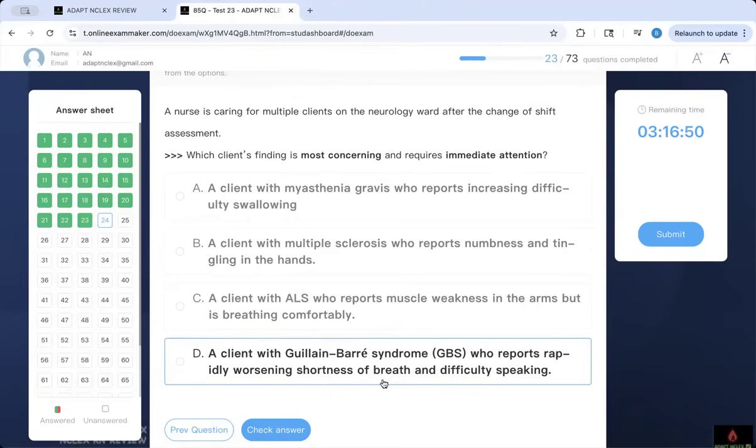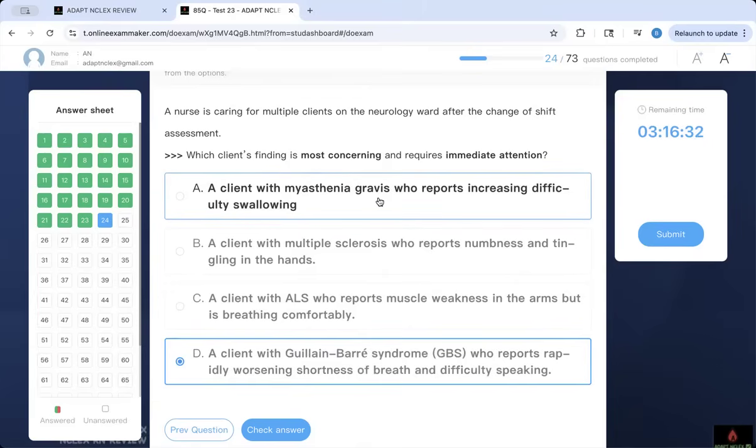Prioritization. You've got to be sharp. Who do you see first? Whose condition requires immediate intervention? You pick your answer. They are all neuro patients. I know you pick this one because he's a GBS. He has shortness of breath and worsening difficulty speaking.